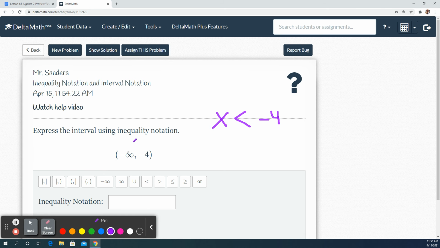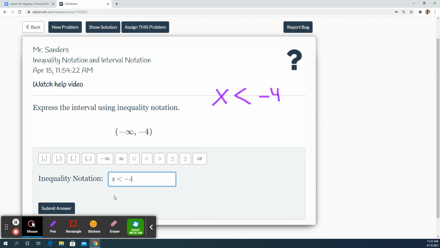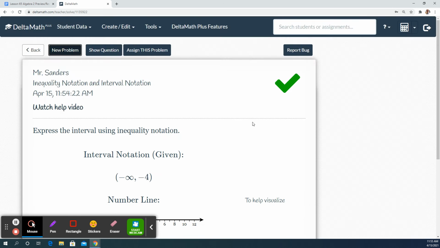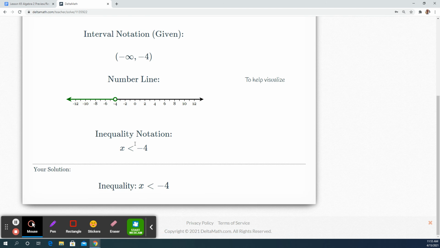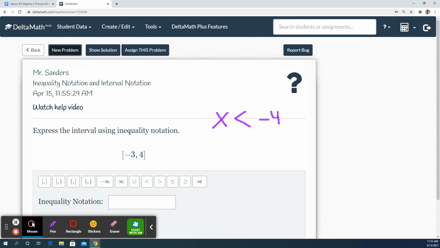So these are just basically, are you able to understand it and then organize it properly? So x is less than -4. All right. There's your inequality notation using the inequality symbol here. Once again, use the number line if you need to, and these are interchangeable, so it's helpful to practice those. And this is a closed circle from -3 to a closed circle to 4. Use inequality notation. So I'll go ahead and just do this last one.